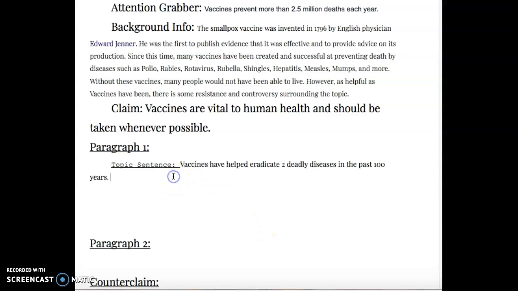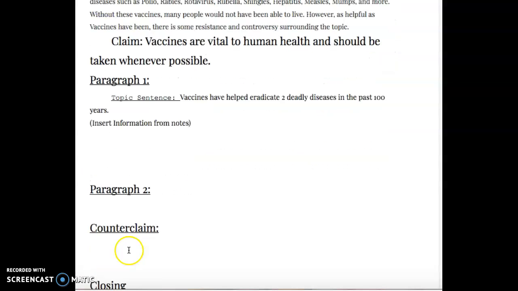Then, once I've done that, this relates back to why it should be taken. Then I would go under here and insert information from notes, so from those notes that you took on your research. I would do the same thing for paragraph 2. I would come up with a topic sentence and then insert my support or my evidence from my research.